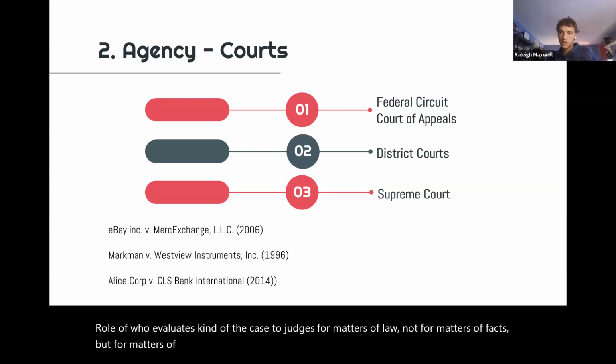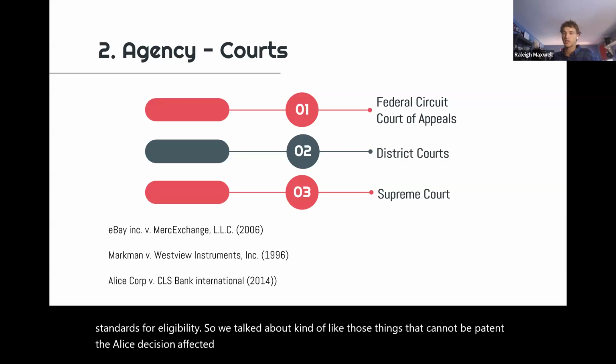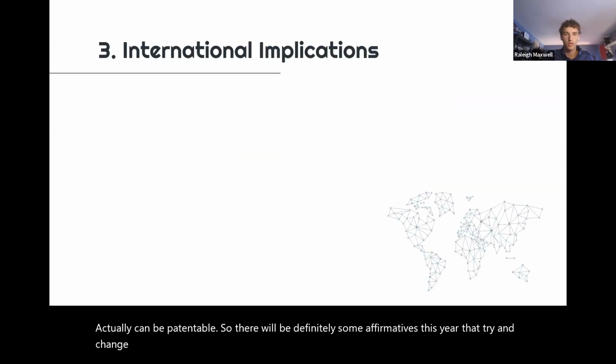The Alice decision, you will definitely hear about this year. It tightens standards for eligibility. We talked about those things that cannot be patented. The Alice decision affected that. Specifically in software and business methods, it tightened what actually can be patentable. So there will definitely be some affirmatives this year that try to change those eligibility standards.